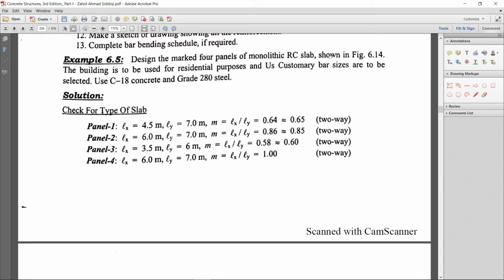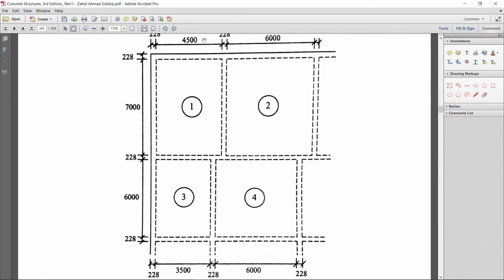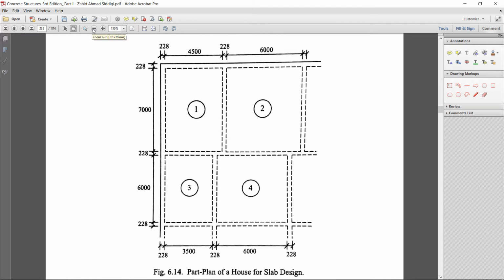Now the figure 6.14. So that is the picture. There are 4 slab panels, 1 2 3 4. In this example we have to solve all 4 slab panels, depending upon the boundary conditions, to determine whether each is a one-way slab panel or a two-way slab panel.